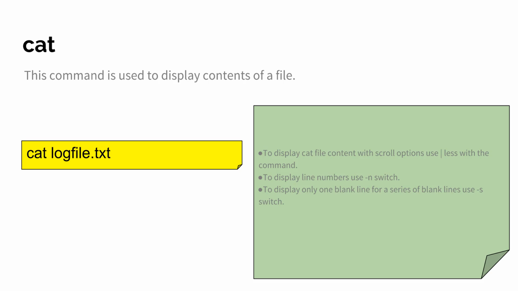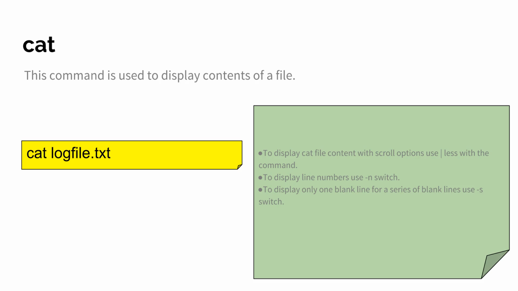Cat, this is one of my favorite commands. Cat is just used to display the contents of a file on the terminal. So if you type cat and a file name, it will show what's inside the file, and you don't even need to open an editor like gedit to see it. And if you want to see it with line numbers, use the -n switch.